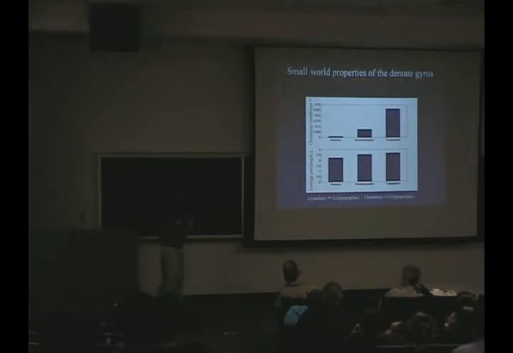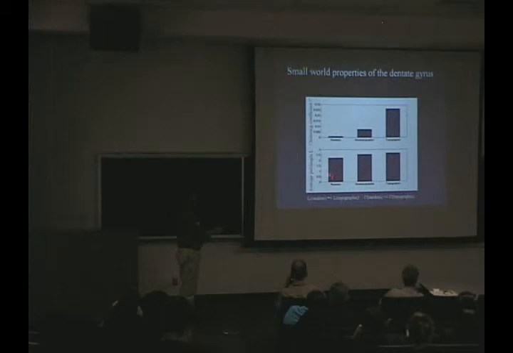And here is the first result that I'm going to show you. The issue is that for a network to be small world, somewhere between the completely regular and the completely random, what you want is that when you go from a regular to a random network, the L shouldn't change much. However, the C should dramatically increase.